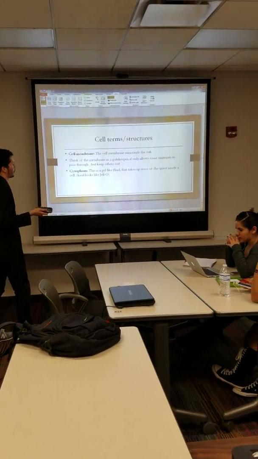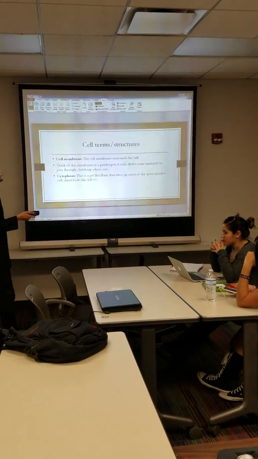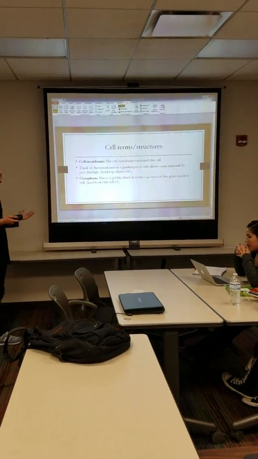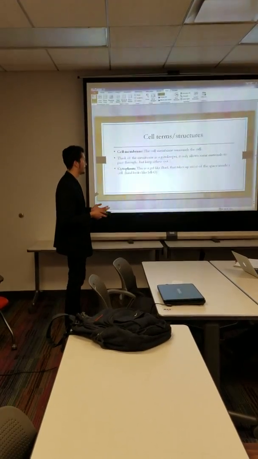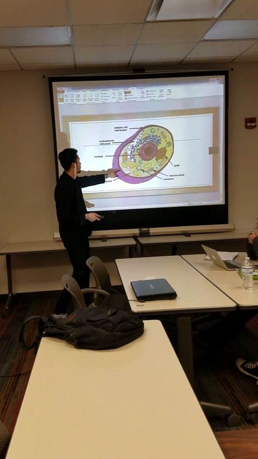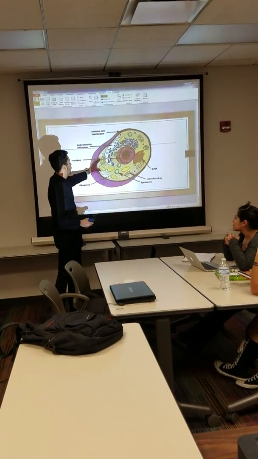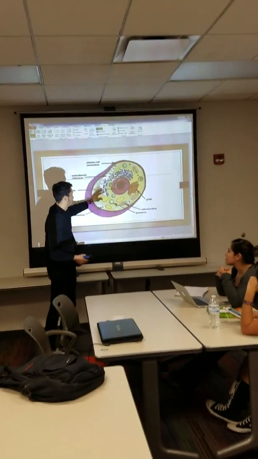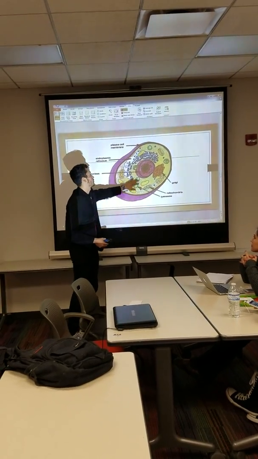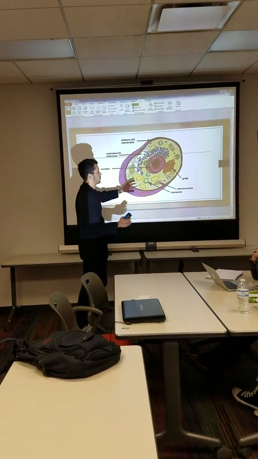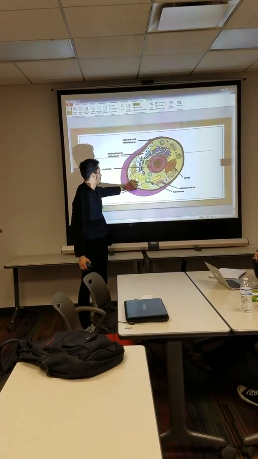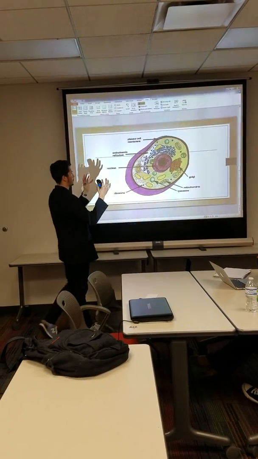Cytoplasm. This is a gel-like fluid that takes up most of the space inside the cell. Just think about it like jelly. Let me show you a picture. It's this yellow stuff around it. It keeps all this stuff together. If it wasn't for this, all these things would be flowing around like crazy. But with the cytoplasm, it keeps everything together in place.